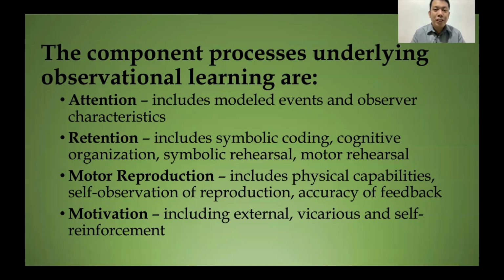Okay, so retention, the learner will use symbolic coding, cognitive organization, symbolic rehearsal, motor rehearsal, so that the dance steps done by the teacher will be retained by them. And then after that is the imitation of the movement. So that's why it is motor reproduction. So it includes physical capabilities, self-observation of reproduction, and accuracy of feedback.